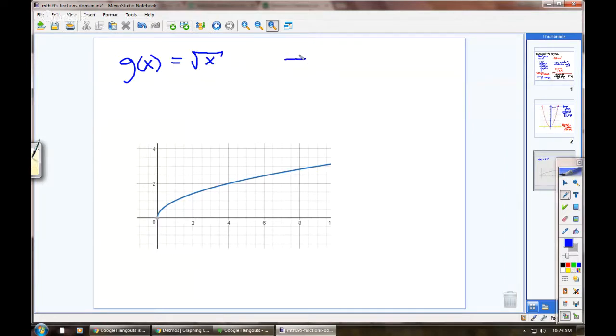So thinking about numbers that I could plug in for x and spitting out a y value, the g of x, I can plug in 0 because the square root of 0 is 0, because 0 times 0 is 0. I could plug in 1. Square root of 1 is 1. I could plug in 2, and the square root of 2, I'd have to ask my calculator for that.